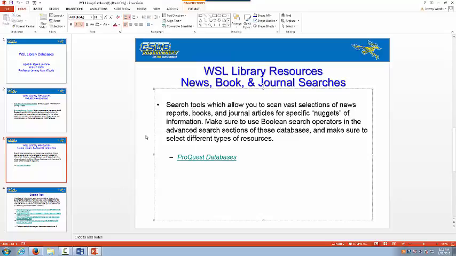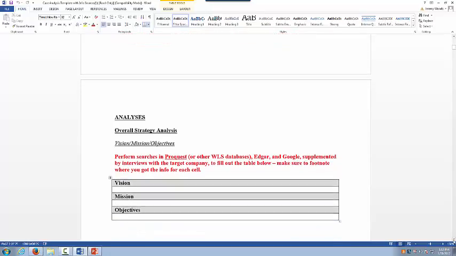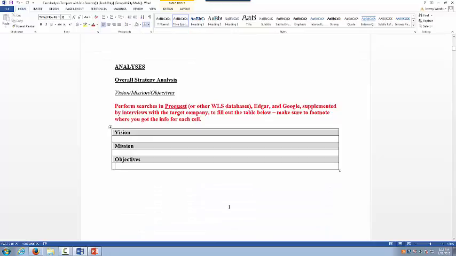So you're going to use these databases or Google, the company's website, whatever, to fill out this table for vision, mission, and objectives. And if, for whatever reason, you've done all of these searches and you can't find the information you're looking for, then I want you, as a group, to suggest what you think the company should do, and then document for me what you did to search that you couldn't find anything on.